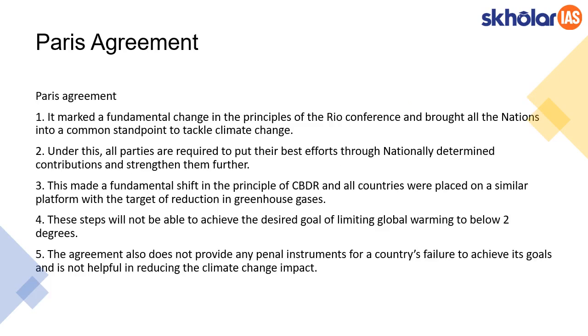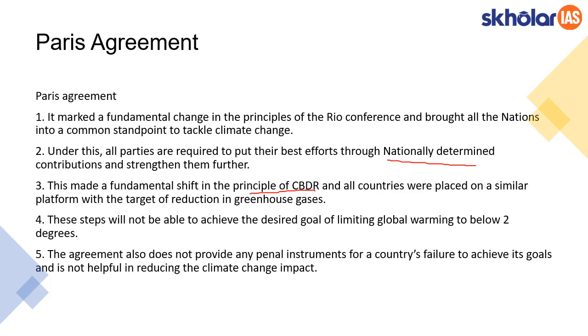These being the issues around the previous treaties, the Paris Agreement brought a fundamental change in the principle of the previous treaties. That is, in this treaty there was a common standpoint. All the nations came to a common standpoint, but the issue was that they did not accept the principle of CBDR, the common but differentiated responsibility principle. Here in the Paris Agreement, the nations were asked to go for a nationally determined contribution. So there was no fixed restriction on the emissions target. Rather, they were given voluntary targets which they themselves can fix.